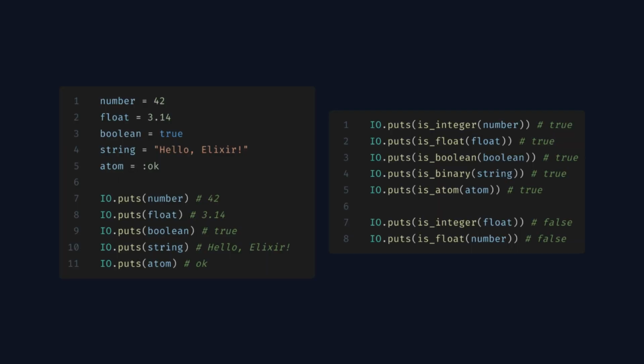Let's now look at declaring different data types in Elixir and printing them to the console. The code on the left shows how to declare integers, floats, booleans, strings, and atoms. We also use the IO.puts function to print these values to the console. On the right, you can see how to verify the data types using Elixir's built-in functions like is_integer, is_float, is_boolean, is_binary, and is_atom. Notice how we print the results of these checks to the console as well.